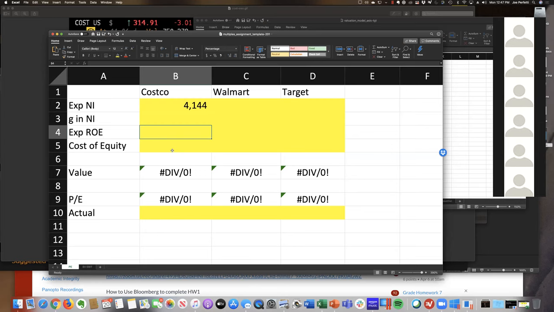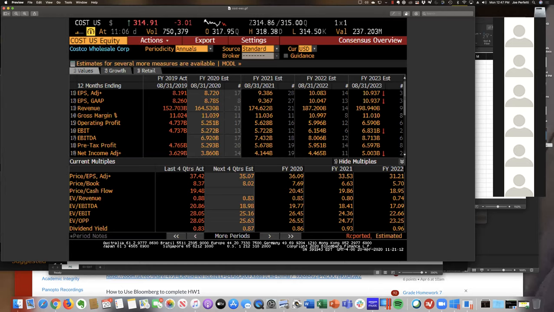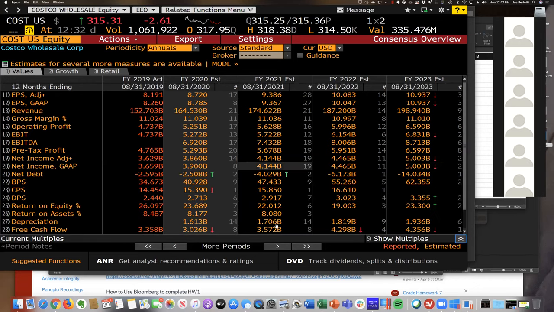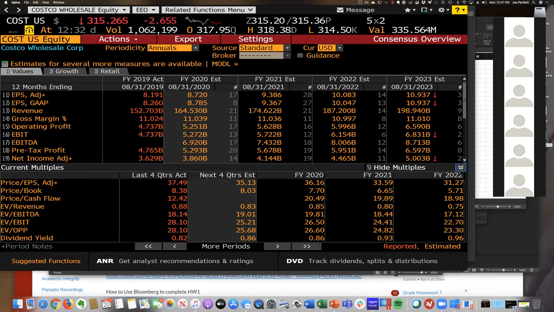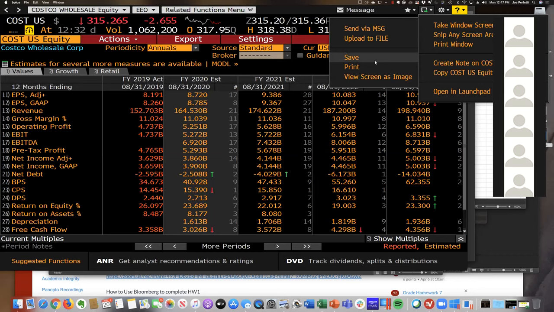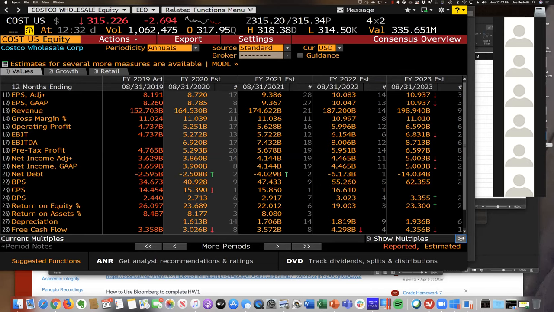Now, I then need their return on equity. In Bloomberg, if I'm on the screen and I minimize it, there's actually more data down here. Just minimize this middle section. All right. Now I'm going to take a screenshot. I'm going to save this screenshot as EEO2. And I'm just calling the first one EEO, which is this screen, and the minimized one EEO2, just a second version of the EEO with more screen.